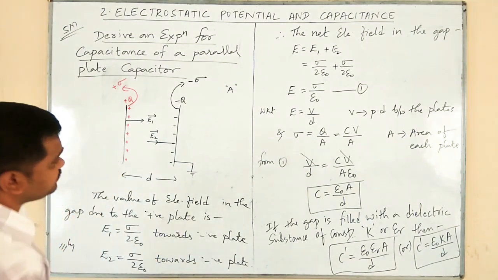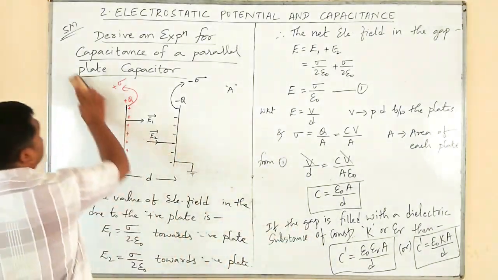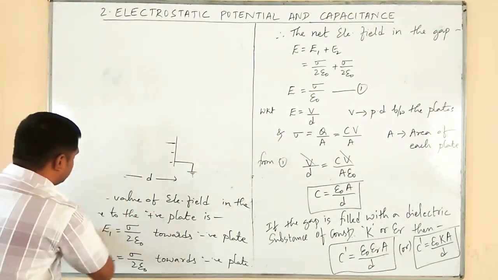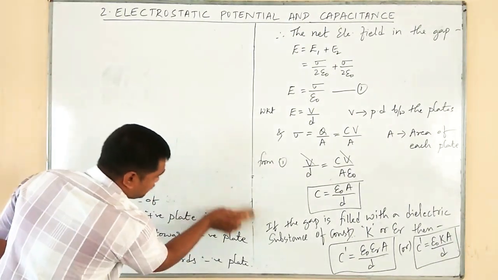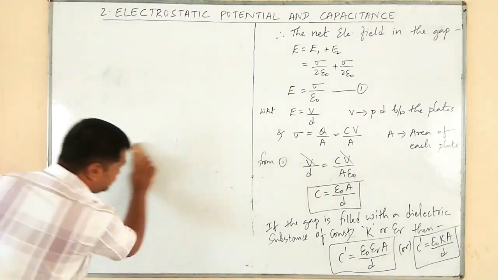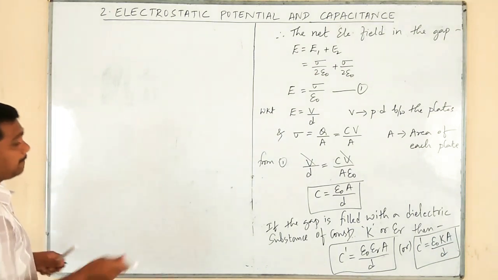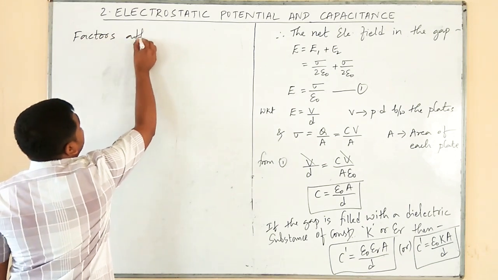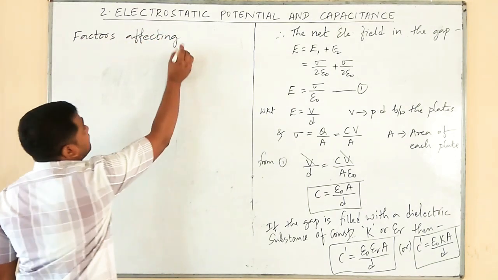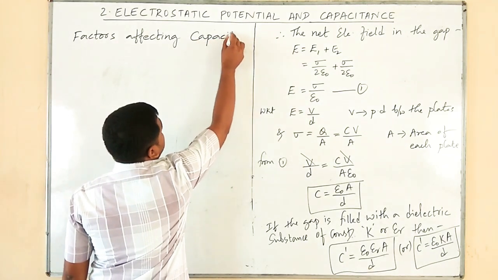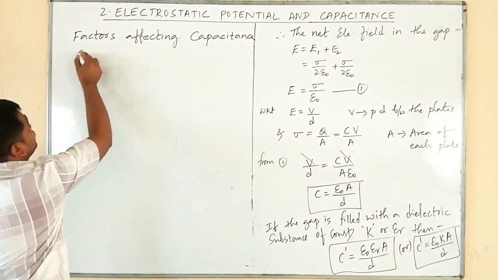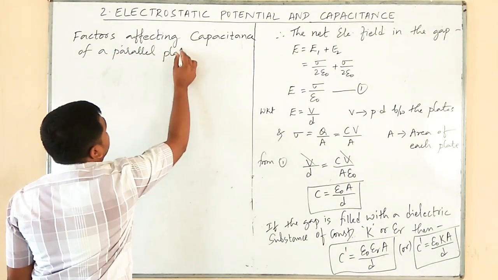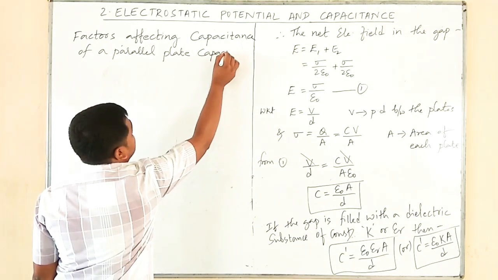Now, by observing this equation, can you tell me the factors which affect the capacitance of a parallel plate capacitor? This is also an important question for 2 marks. Factors affecting the capacitance of a parallel plate capacitor.